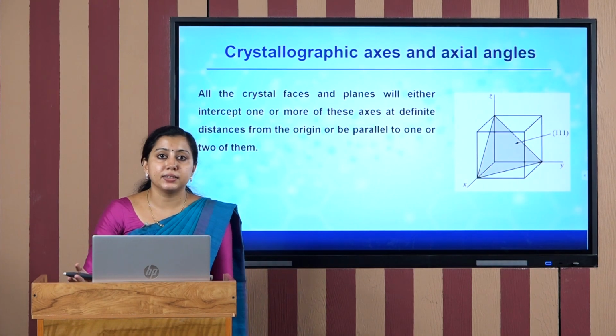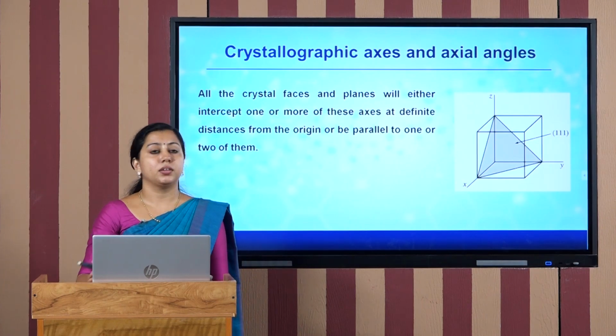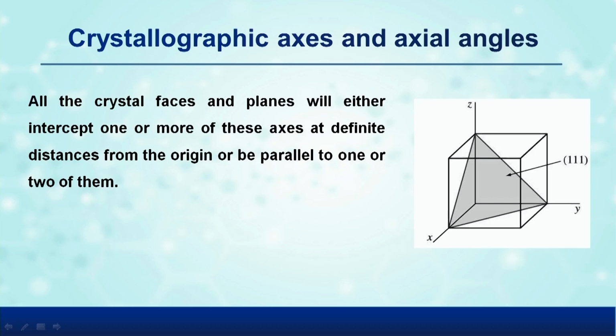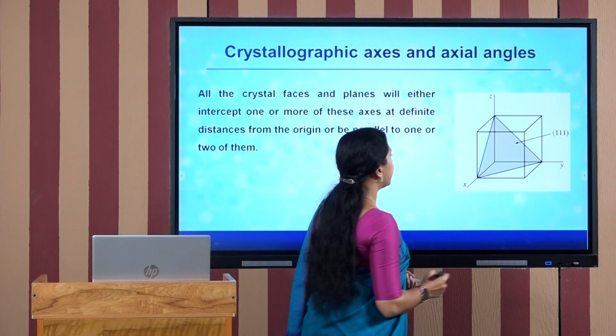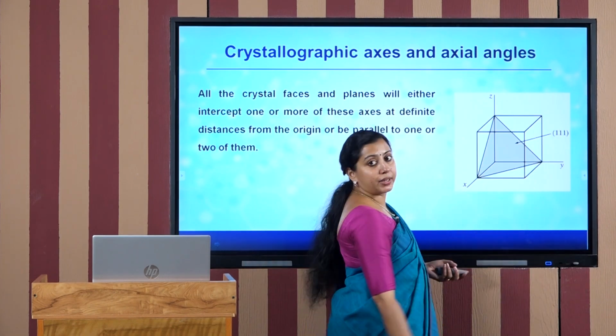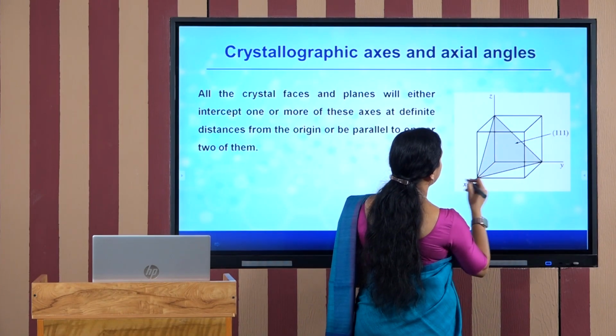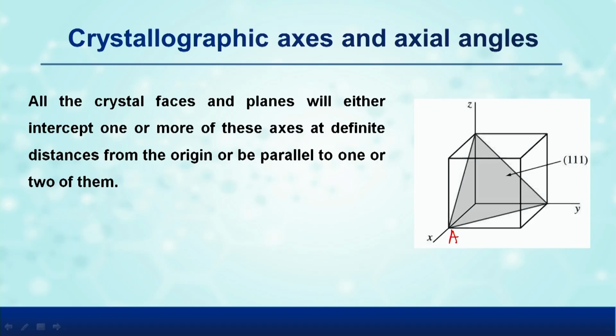These crystallographic axes are chosen in such a way that all the crystal faces and planes will either intercept one or more of these axes at definite distances from the origin, or it can be parallel to one or two of them. So, if we consider again this figure, we have the three crystallographic axes x, y and z, and this is the plane. Let the plane be represented as ABC, okay, ABC plane, and these axis lines meet at the origin O.